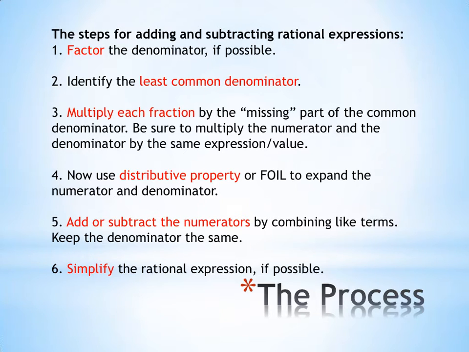Step 5 would be now to add the two numerators together. So once we get the common denominators, once we get them in their simplest form, then we can start to combine them. And then we bring that together and we simplify it again. So this is going to be a few step process, and we're going to look at a few examples so that we can go through it together.